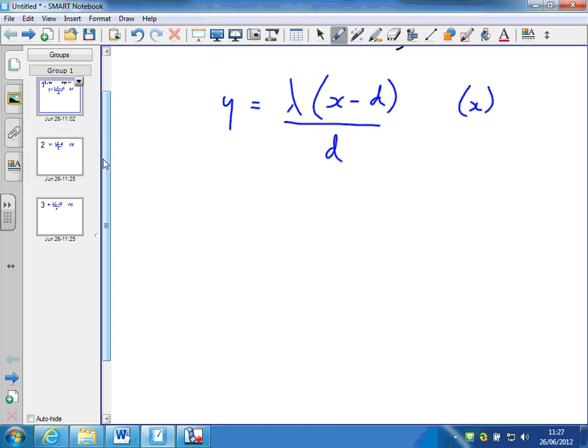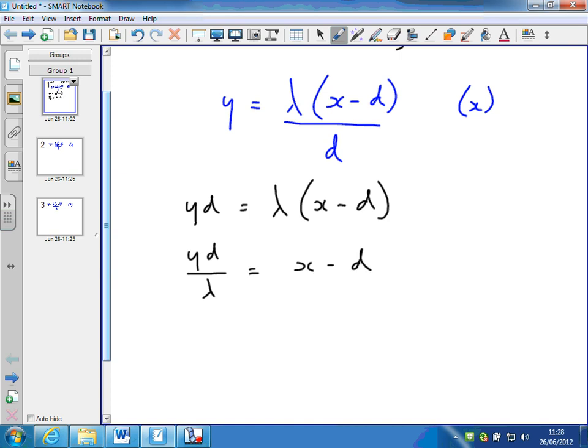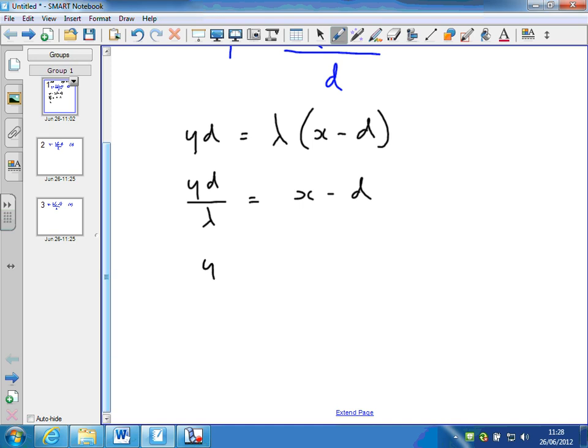So multiplying by d, yd equals lambda x minus d. Now dividing both sides by lambda, yd over lambda equals x minus d. And now finally, to get x on its own, I add d to both sides. So we get yd over lambda plus d equals x. Which is one of the solutions in the textbook.